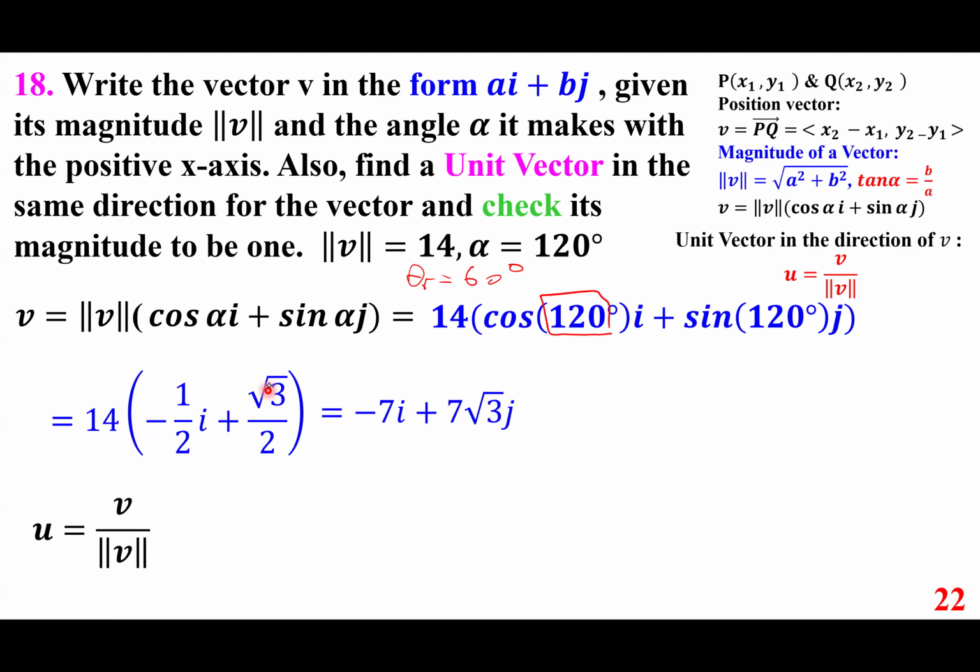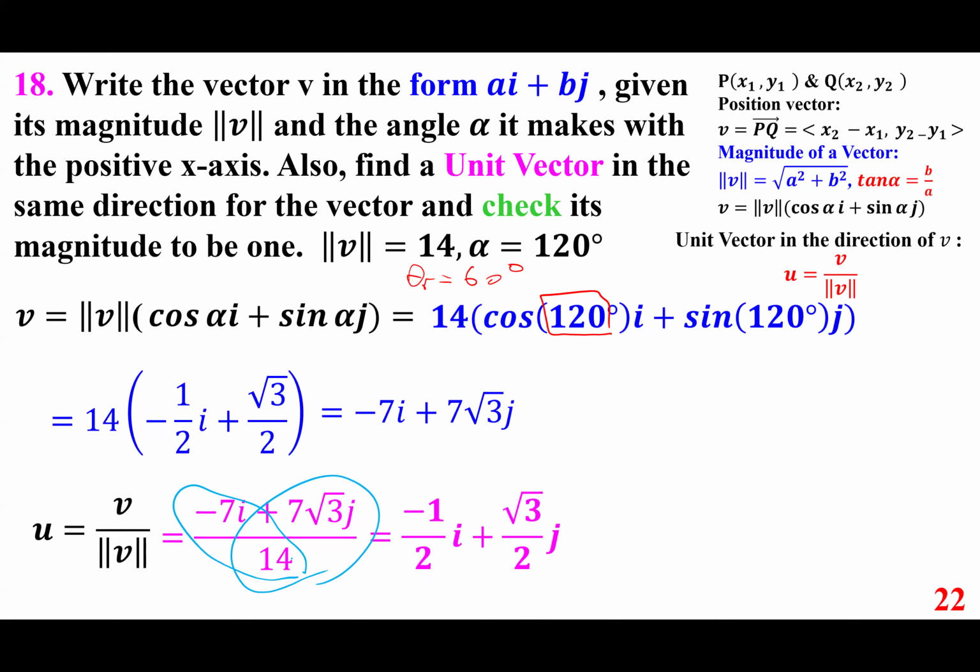Now, what about the fact that it's a unit vector? What about the fact that we want to get the unit vector? All you have to do is divide by 14. So we make up two fractions. Let's see. This one, I hope you see it's negative 1/2 i. This one is square root of 3 over 2 j. Okay. So again, pretty straightforward. I hope everybody is fine with that.